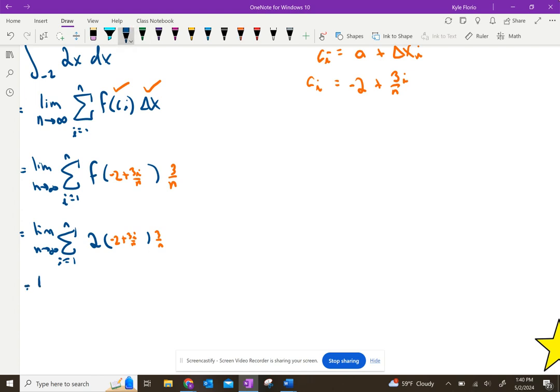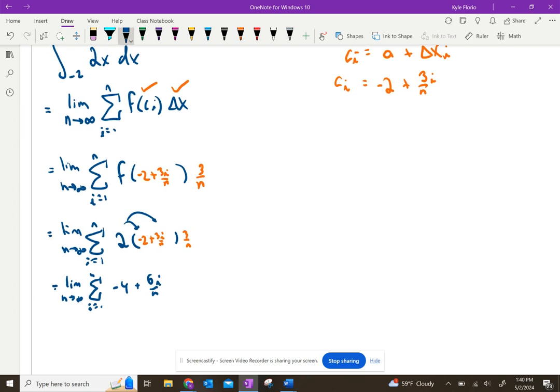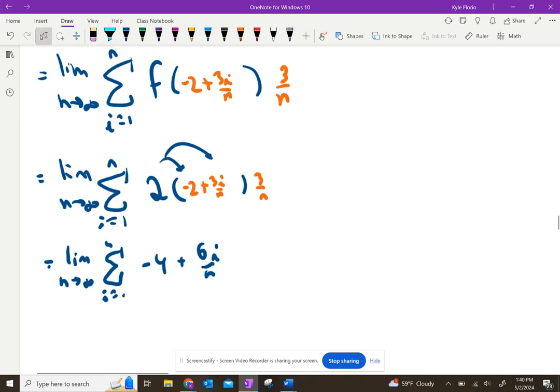And now let's put our algebra caps on and crank this out. So distribute the 2. We're going to get minus 4 plus 6i over n. And we can factor that 3 over n out. So I'll put that 3 over n right here.